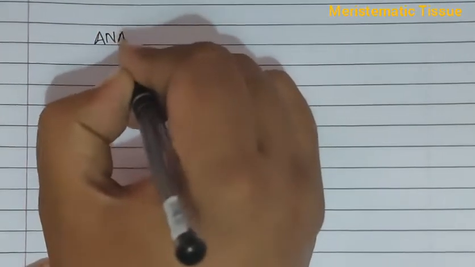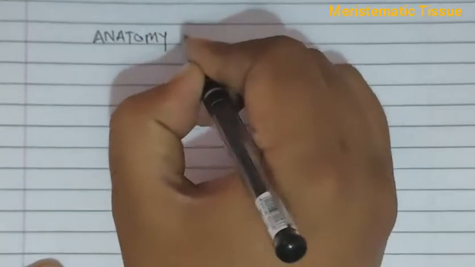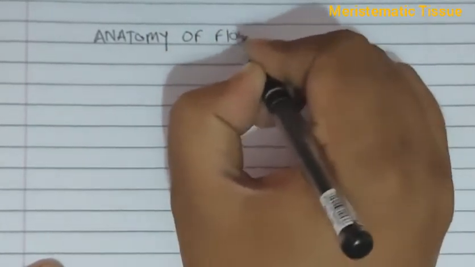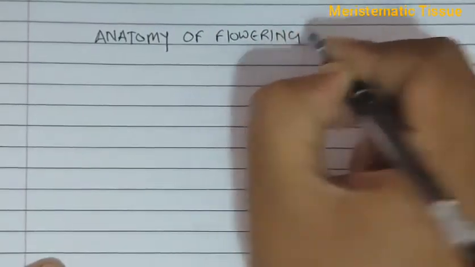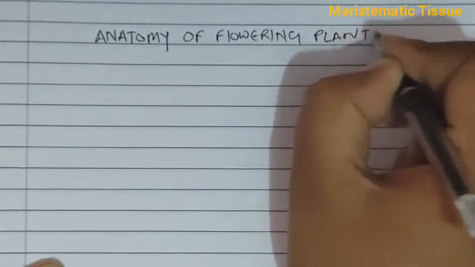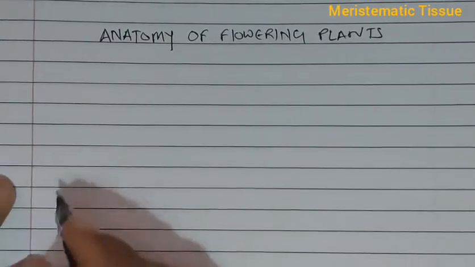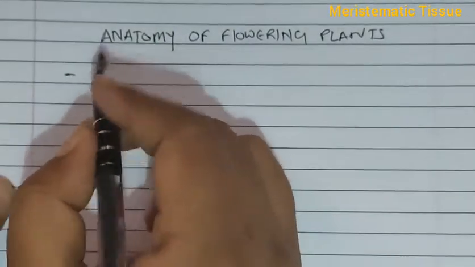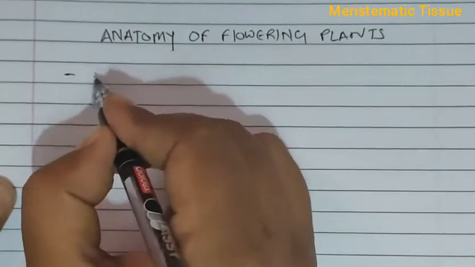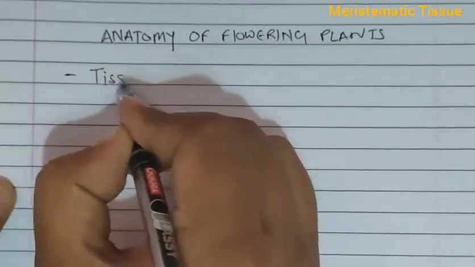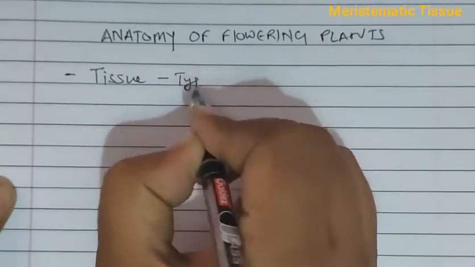Hello everyone, dear students. Now we are starting with our new lecture series of a chapter that is Anatomy of Flowering Plants. In this chapter, we are going to discuss some of the morphological modifications also, but mainly we will talk about tissue and their types.